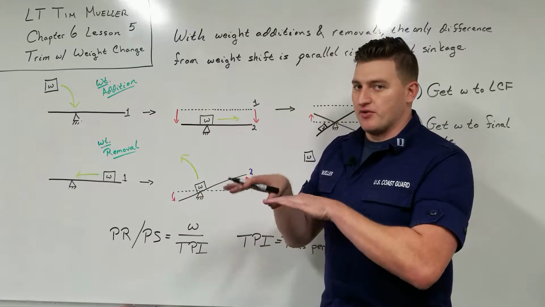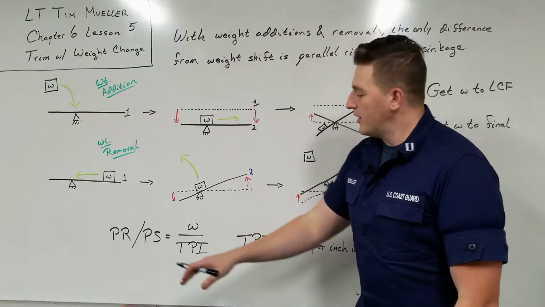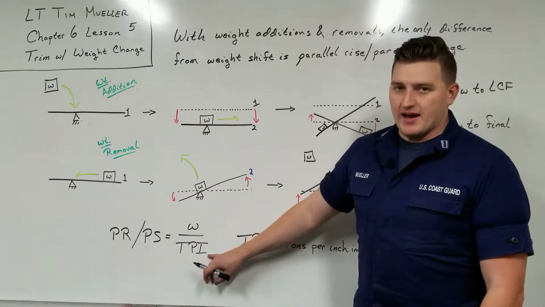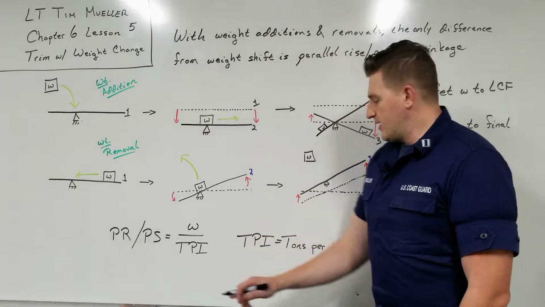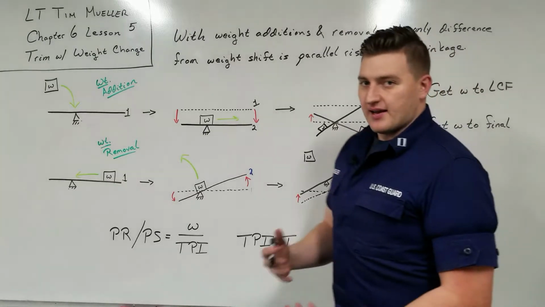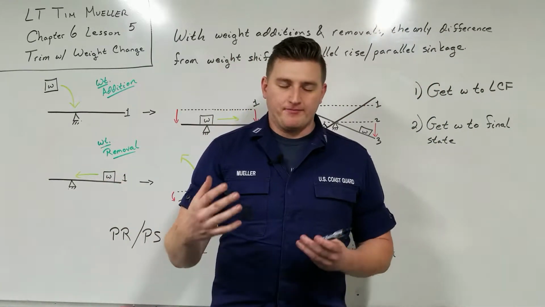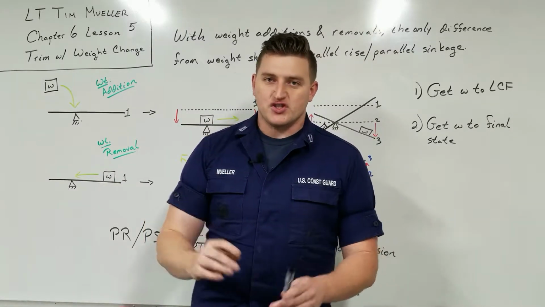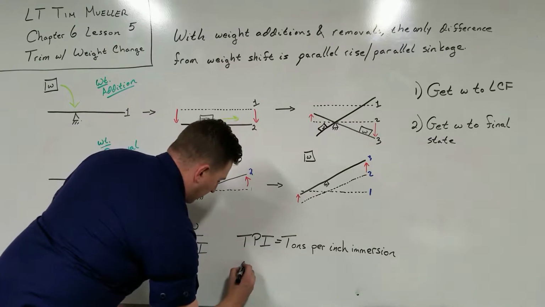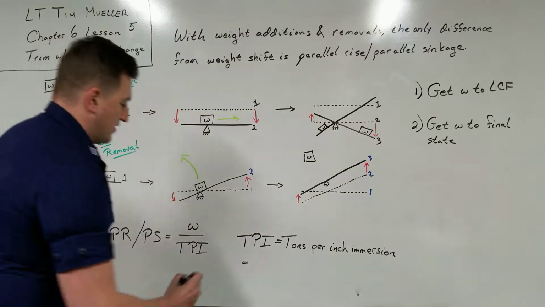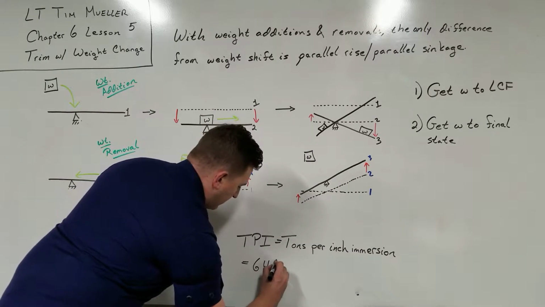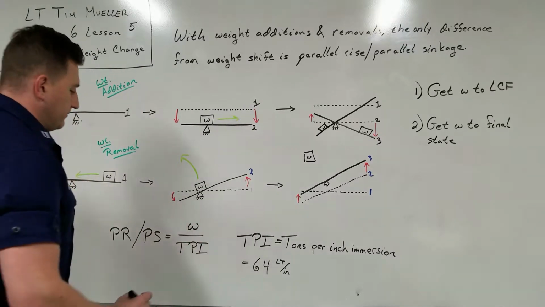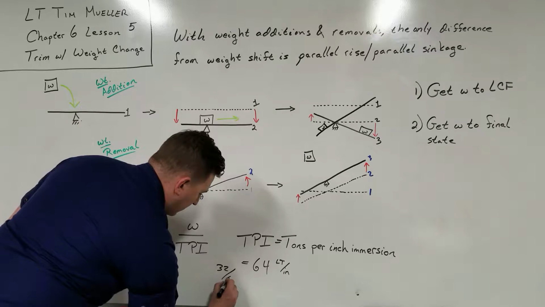You can't have a ship that does both simultaneously due to just one weight addition or removal. So parallel rise or parallel sinkage equals the weight divided by TPI. TPI is tons per inch immersion. That tells us if we add so many tons, it's going to cause the ship to sink or rise 1 inch. So let's say it's 64 long tons per inch. And we added a weight that was 32. We had 32 divided by 64.